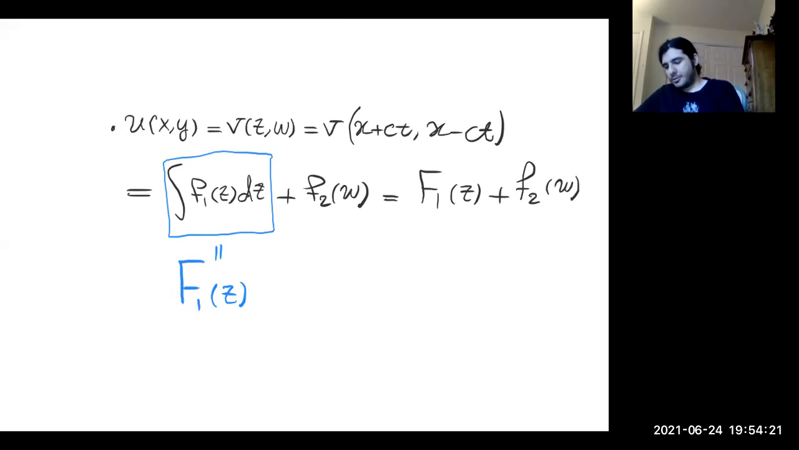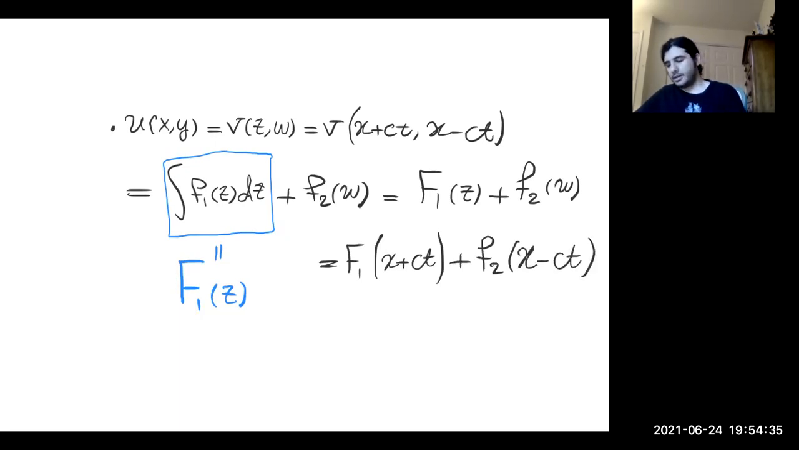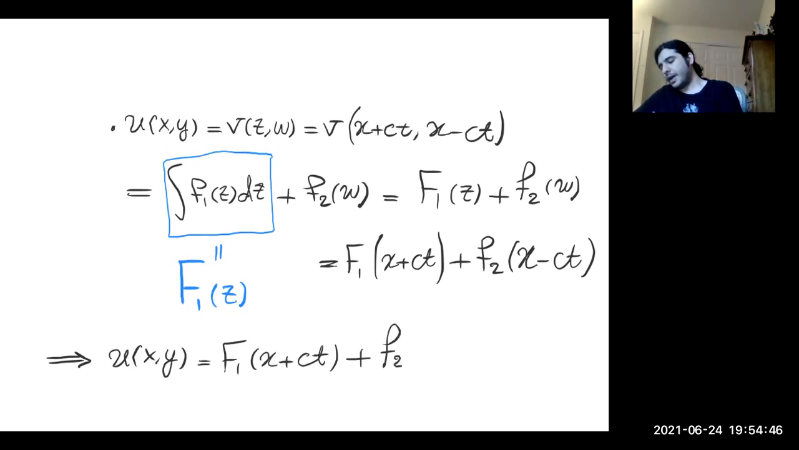Now, if we write down what z and w are, it is F1 of x plus ct plus F2 of x minus ct. Therefore, u of x and y is equal to F1 of x plus ct plus F2 of x minus ct. So we are almost done. Everything is almost clear now.